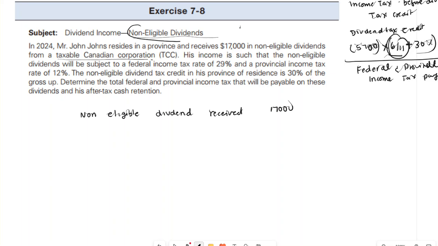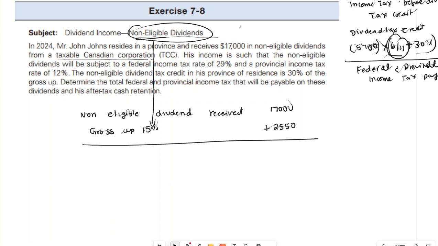If it's a non-eligible dividend, my gross up amount is 15%. So we have a gross up amount that is 15%. This is the difference between eligible and non-eligible. This is the first difference. The gross up amount is different, and I add the gross up amount 2550.